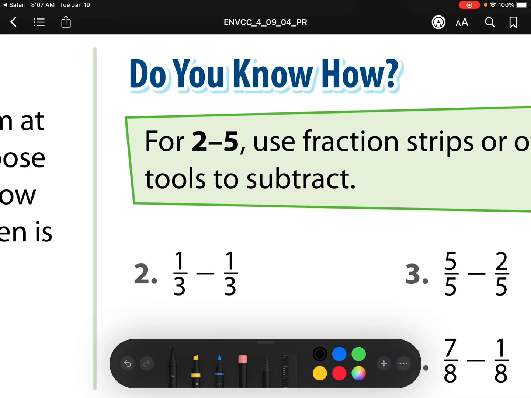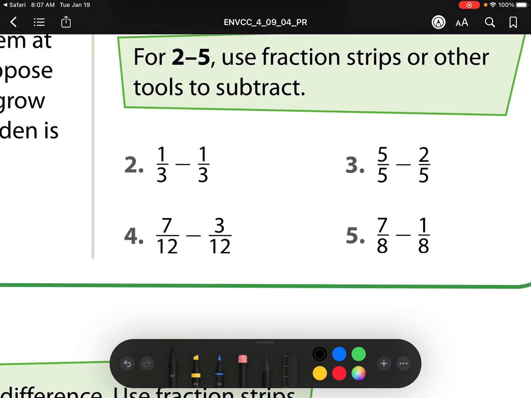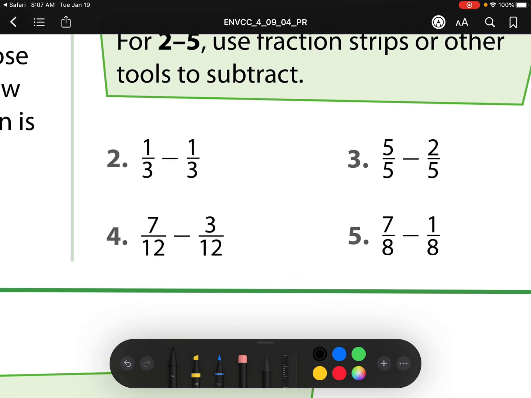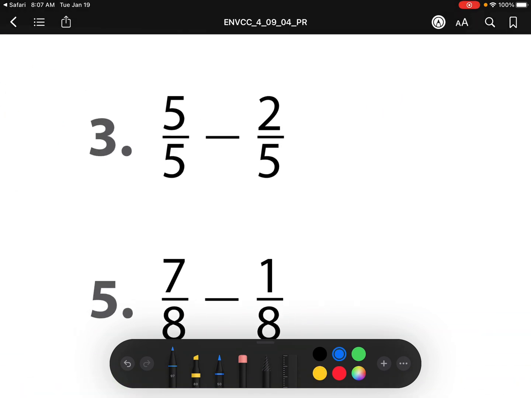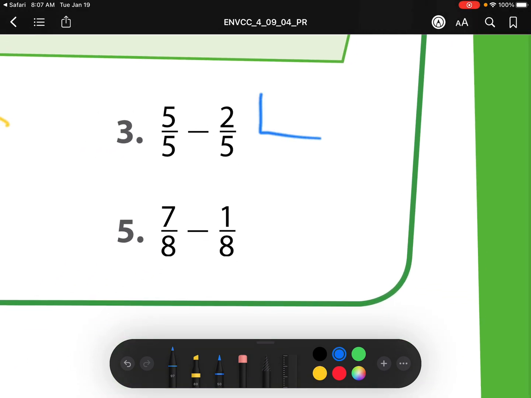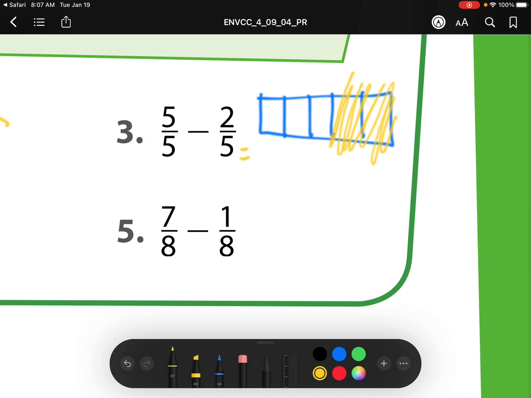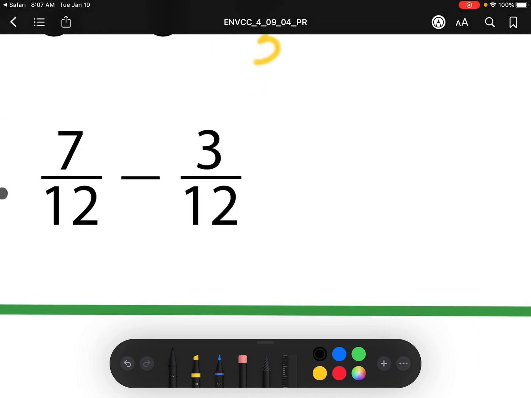Now for number 2 through 5, use fraction strips or other tools to subtract. Well, here we have 1/3, so I'm going to draw 1/3. And we're taking away 1/3, so bloop. We're left with 0/3. Off to number 5. Here we're starting out with 5/5, so that's 1, 2, 3, 4, and 5, which we know is a whole. And we're taking away 2/5, so that's 1, 2. What are we left with? We're left with 3/5. Remember, that bottom number with fractions always stays the same, at least for 4th grade.